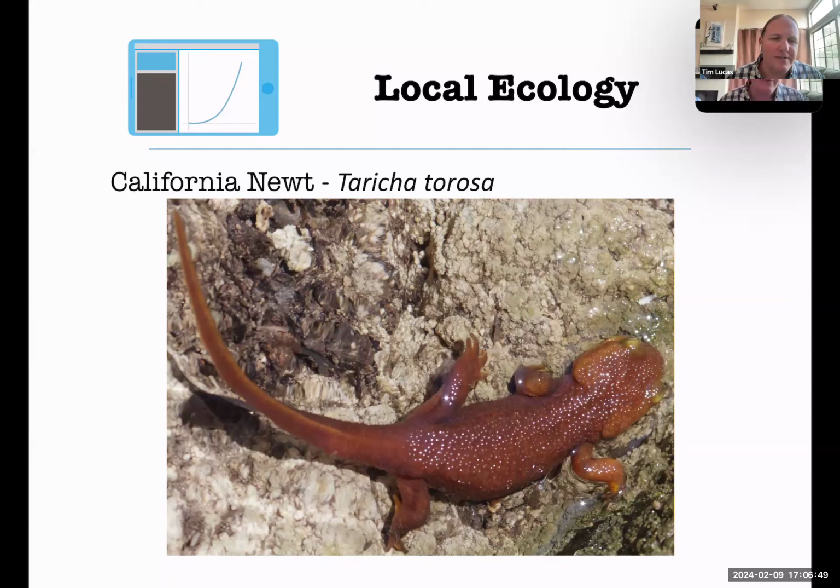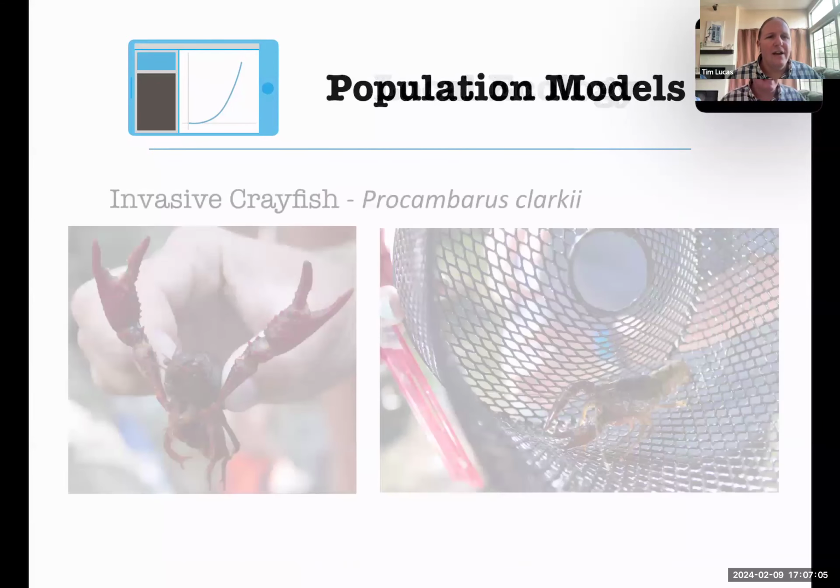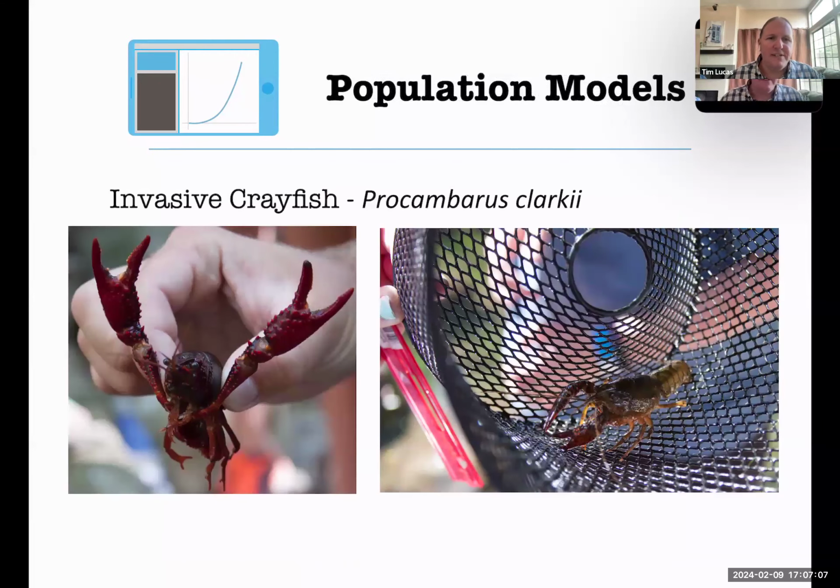I have a California newt. These are local amphibians. They're species of special concern. And so they're in the creeks in Malibu and near Pepperdine. This is something that some of the biologists study. And one of the big problems that they have are invasive crayfish. These crayfish are not native to Southern California, and they have overtaken the creeks, and they threaten the amphibian life there.